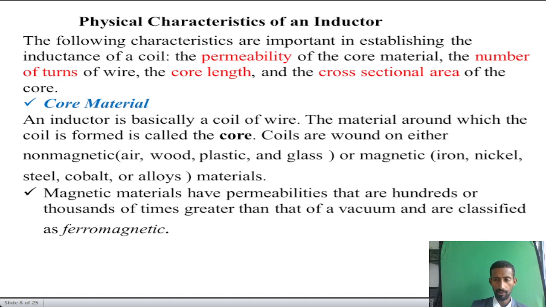An inductor is basically a coil of wire. The material around which the coil is formed is called the core. Coils are wound either on a non-magnetic core, like air, wood, plastic, glass, or on a magnetic core, like iron, nickel, steel, cobalt, etc. Magnetic materials have permeabilities that are hundreds or thousands of times greater than that of vacuum and are classified as ferromagnetic.